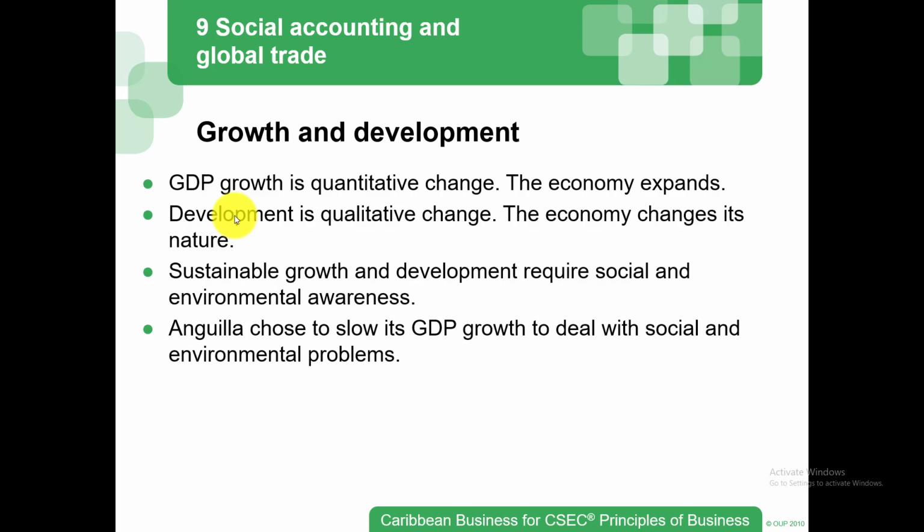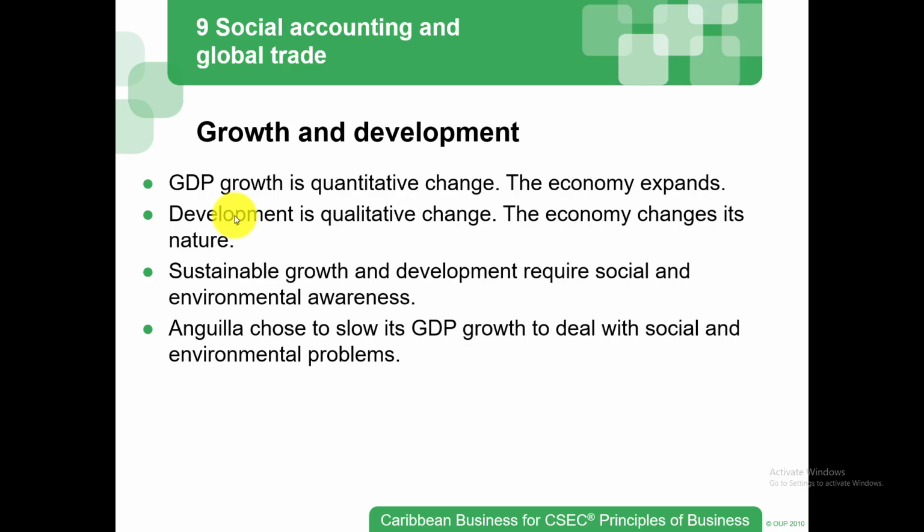For example, development. You might have an increase in money in GDP. What do you do with the money? You improve educational facilities. You improve healthcare. All those would add to development in the country. Improve life expectancy, improve education, improve health, improve welfare. That's development. It's a qualitative change in the nature of the economy, meaning people are living longer, people are happier, you have more personal freedom.